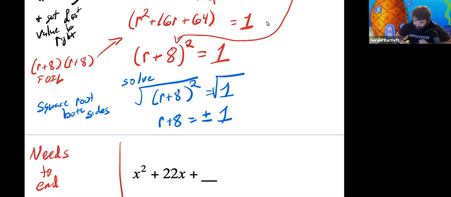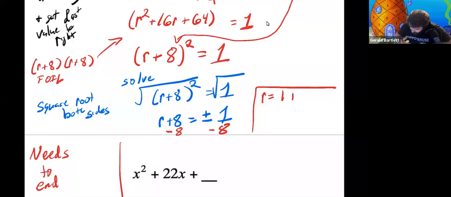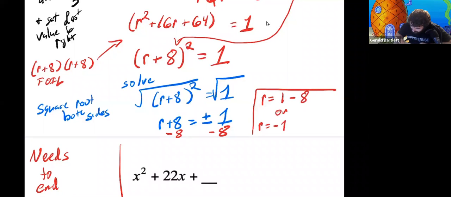Solve this like normal, and we do that by subtracting 8 from both sides. Now you're going to have 2 possible answers here. r equals 1 minus 8, or r equals negative 1 minus 8, which would of course be negative 7 or negative 9.